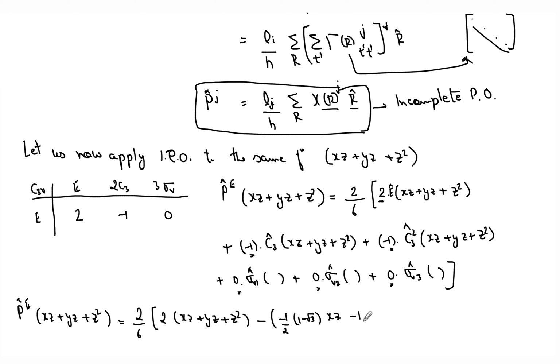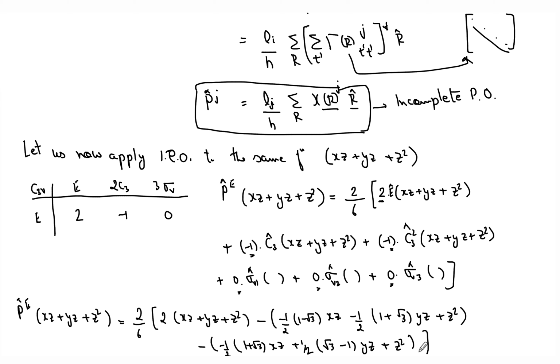Okay, and similarly we will get a negative sign and then the effect of C3 square onto this. So the effect of C3 square is minus half (1 plus root 3) xz, and we'll have plus half (root 3 minus 1) yz plus z square, and then you have the big bracket closed, right?